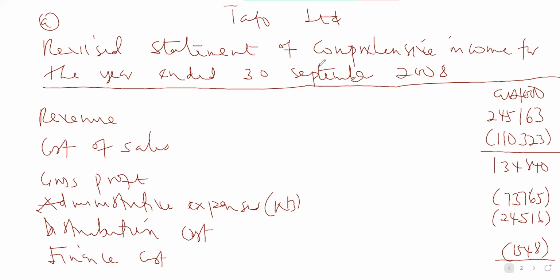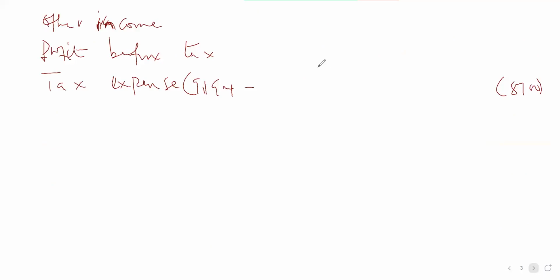Okay, let's find our profits before tax now. 35,011. So other income will be dash, isn't it? Okay. 35,011. So what will be the profit for the year? 26,911. Are we okay?